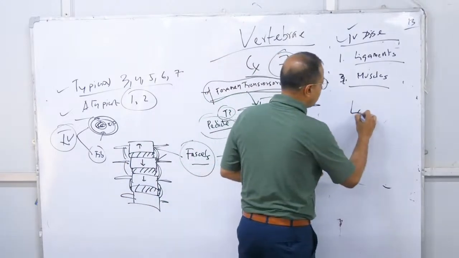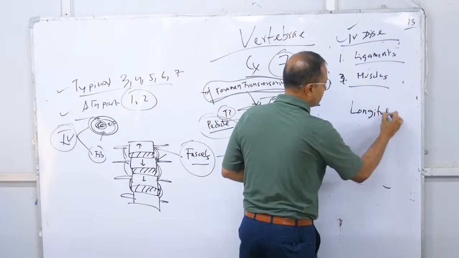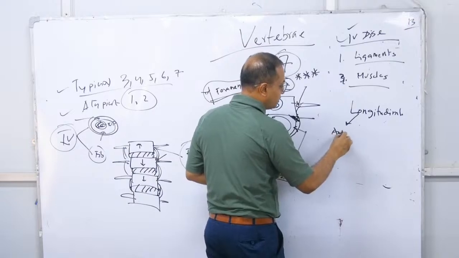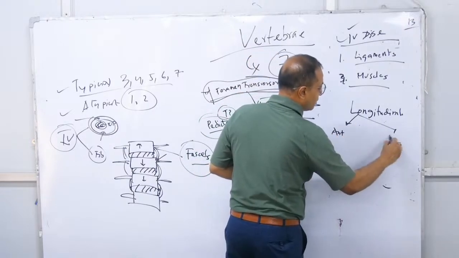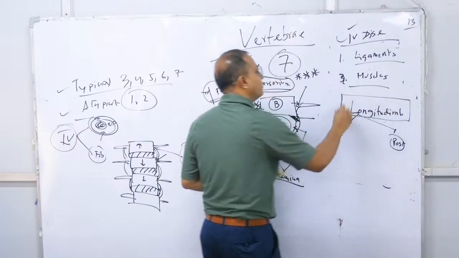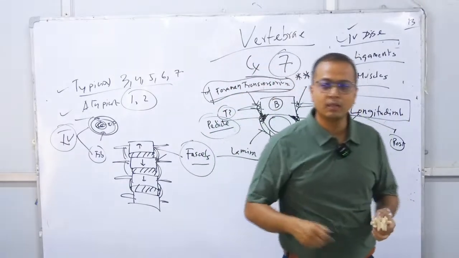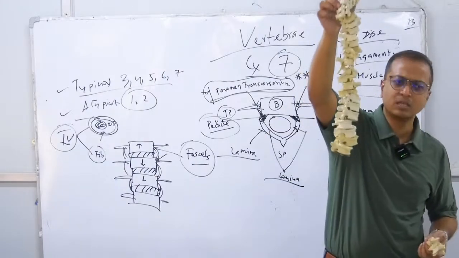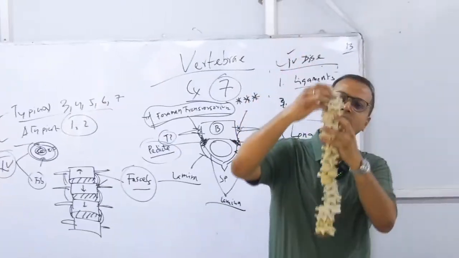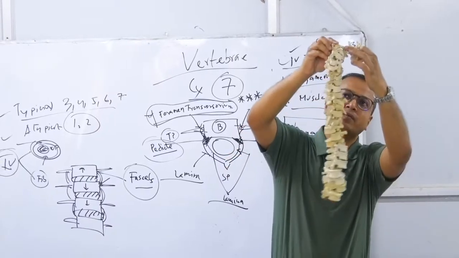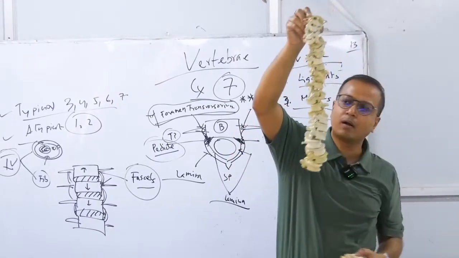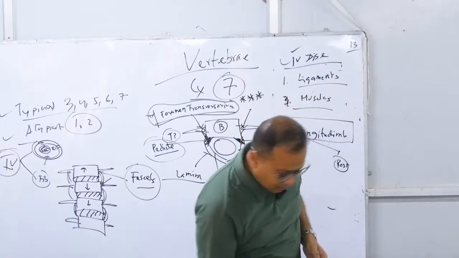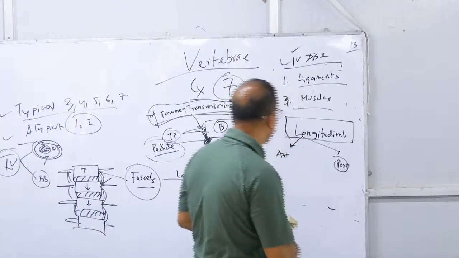We call them longitudinal ligaments. There are two longitudinal ligaments: the anterior longitudinal and the posterior longitudinal. What do we mean by longitudinal ligament? It means it runs throughout the length of the vertebral column. This is the vertebral column, though synthetic. It runs from this upper part and ends at this lower part, so we call them longitudinal ligaments.